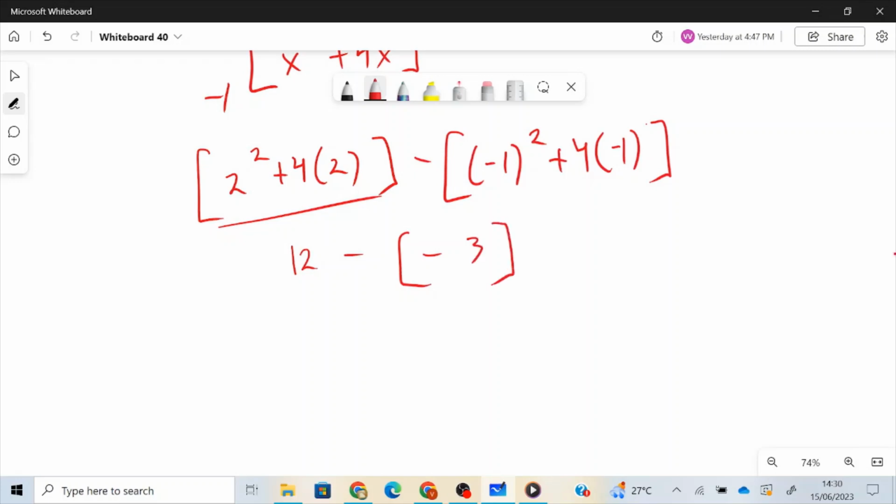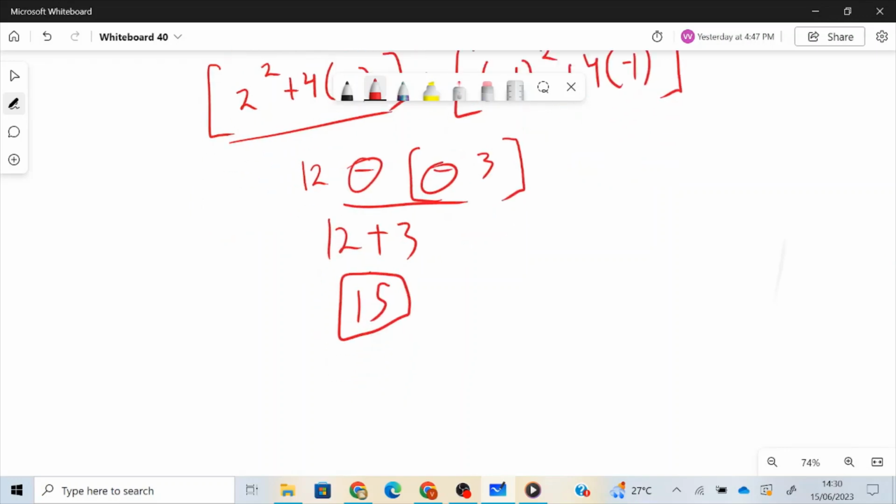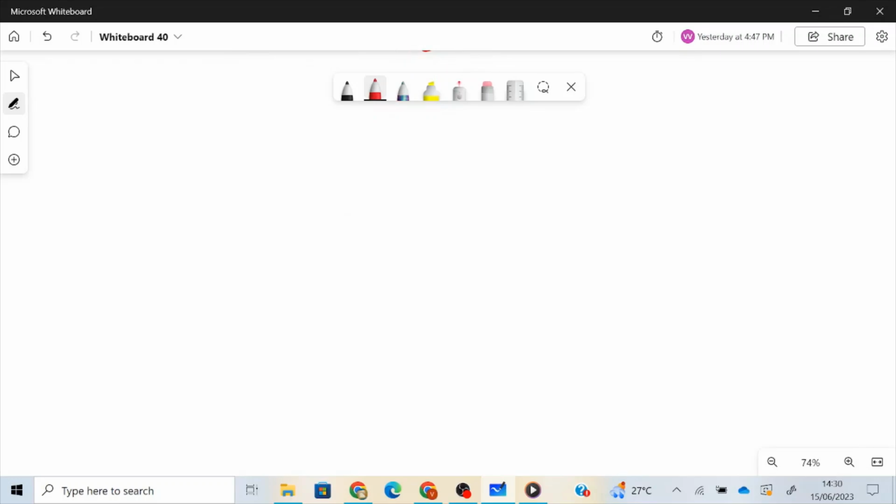Now again, if you have something like this, we know that 2 minuses end up giving a positive, so 12 plus 3, and the answer is 15. Be careful, because minus is the most dangerous sign in mathematics. Right, on to the next example.